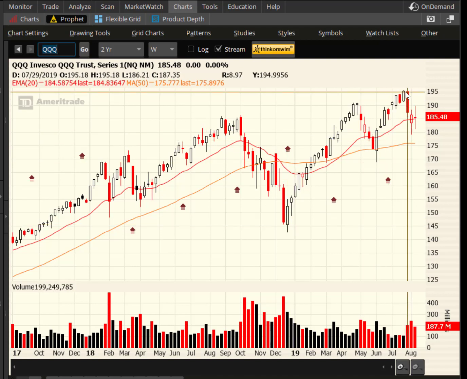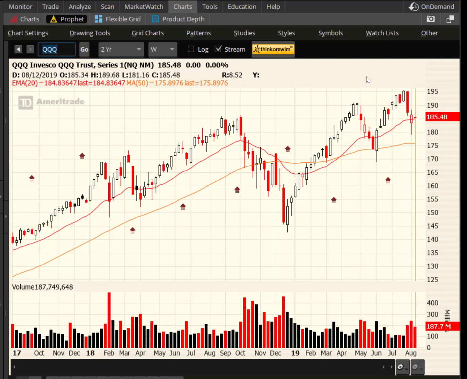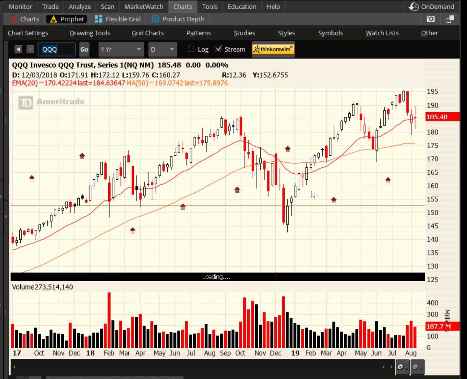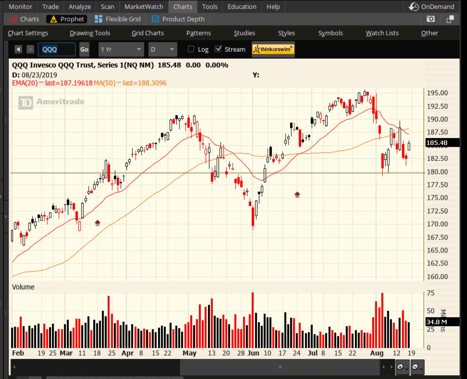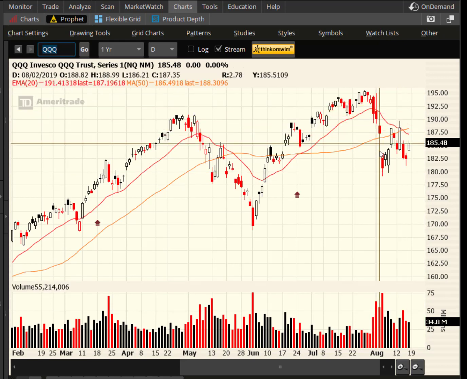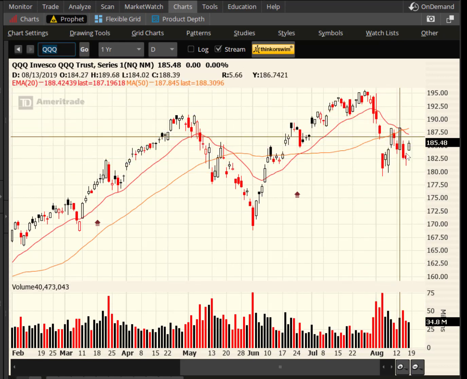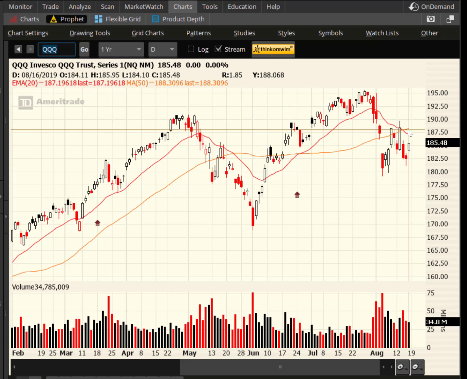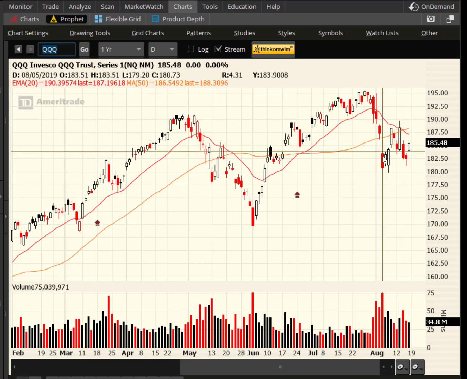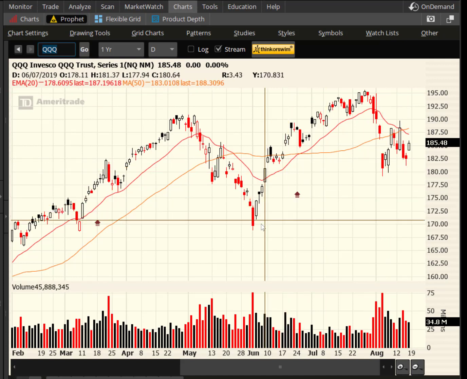Otherwise, 195-ish is still a target. If I go one year daily on the Qs, it's still a bear flag, just like the Dow and the S&P on their daily charts. Flag, pole, and flag. You've got to get back above both the 20-day and the 50-day. Then we go back up here. Otherwise, watch the lows from 8.5. The closing low was 180.73. Then we come down here.